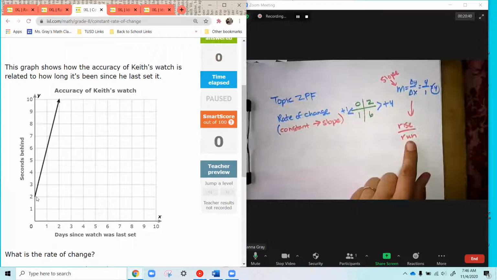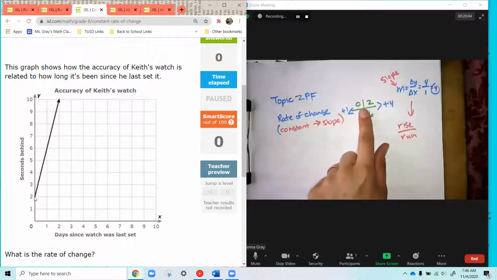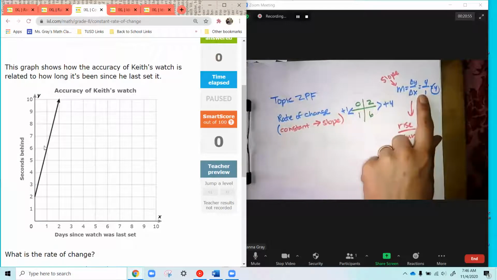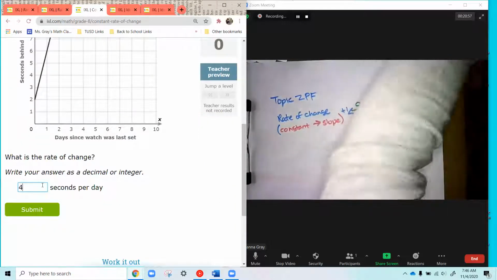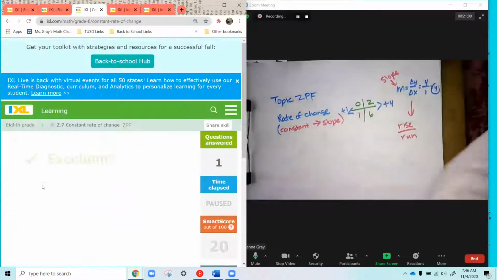If I'm standing here at 0, 2, like I had put in my table, and I count how many boxes I rise and then run, I'm going up 1, 2, 3, 4, and then over 1. So 4/1, which we can just say 4. If you put over 1, it'll still count it.